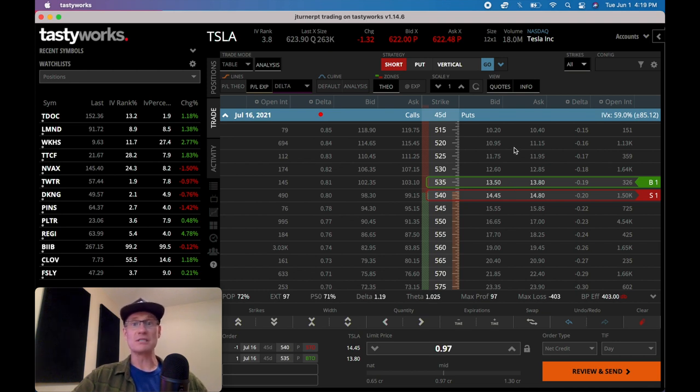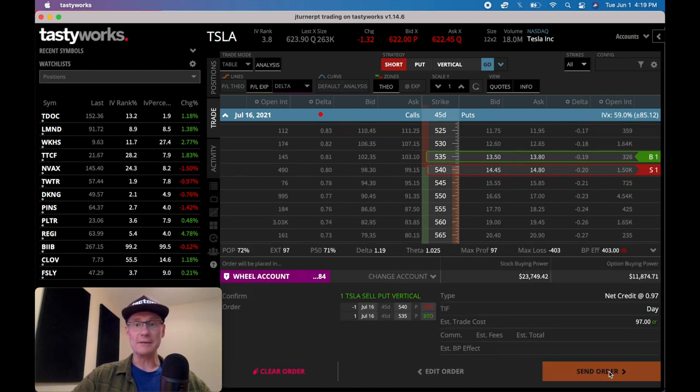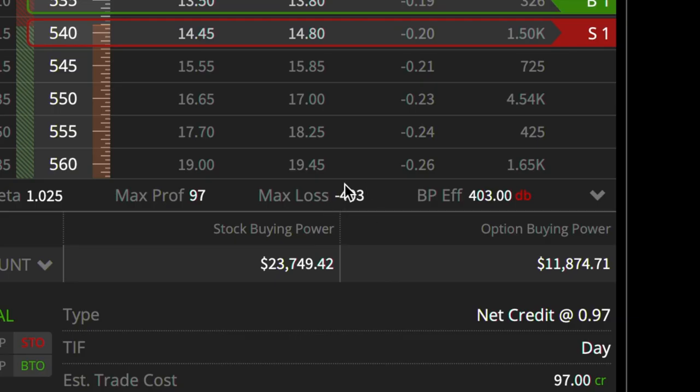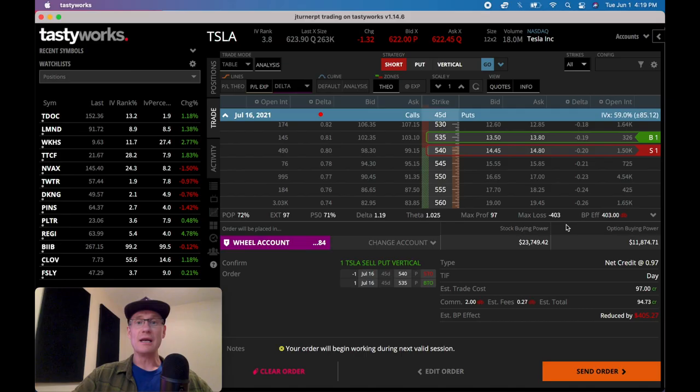Beyond 535, if the stock goes to 200, you're covered because this long put will gain value all the way to 200. So the max risk on this trade is going to be $500, the difference between 540 and 535. Now, if I click review and send, you're going to see the max loss is actually 403, and that's because we collected that $97 credit. Now, if you add $97 to the 403 right here, that will equal 500. And that is the difference between the 540 and the 535, $5 per share times 100 shares, $500.